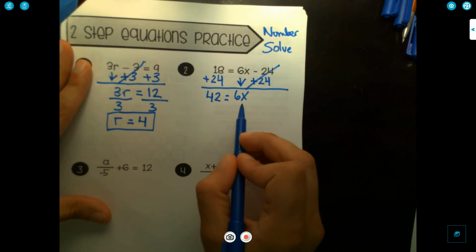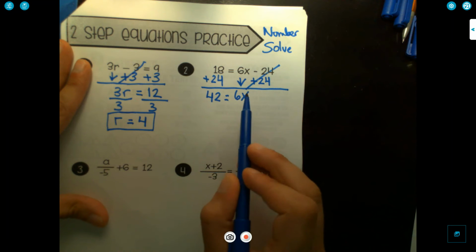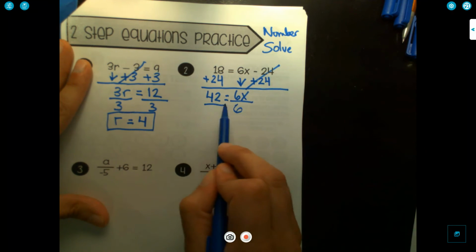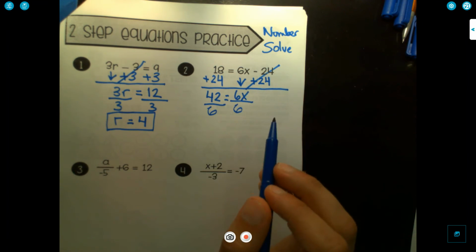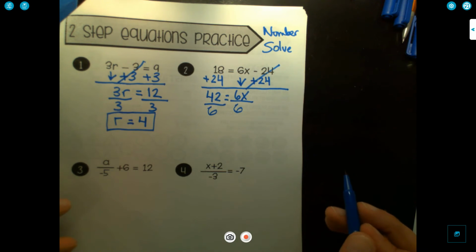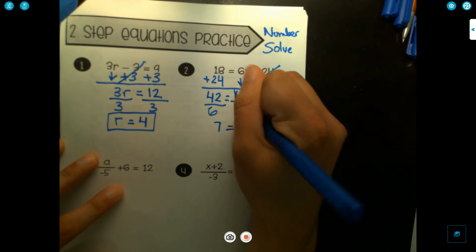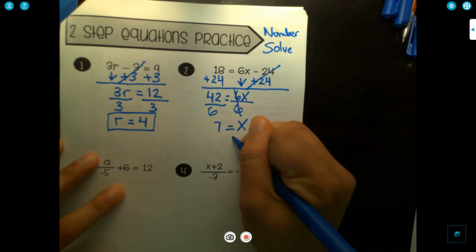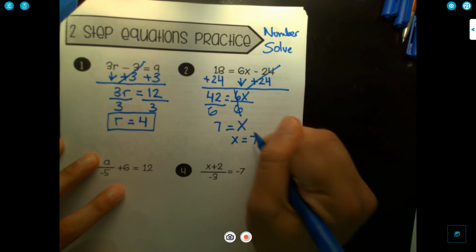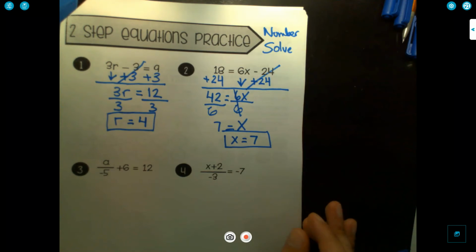And so now we move on to solve. So we have 6 times x, inverse operation is division. 42 divided by 6, you should get 7. So that means 7 is equal to x. And we can write it as x equals 7. So same thing. It's okay if it's out of order, but x is equal to 7.